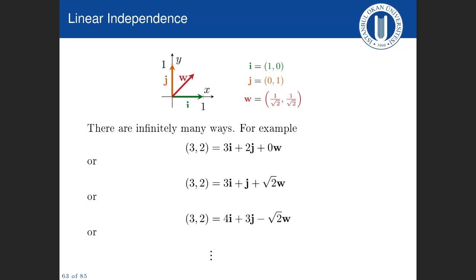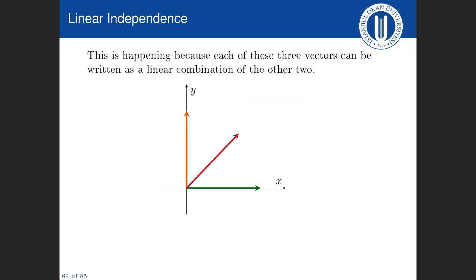Well, I could do (3, 2) is 3i plus 2j plus 0w. I could do (3, 2) is 3i plus j plus root 2 w, or I could do (3, 2) is 4i plus 3j minus root 2 w, or... In fact, there's infinitely many ways to write (3, 2) in terms of i, j, and w. Why is this happening? Because each of these three vectors can be written as a linear combination of the other two. For example, w is root 2 i plus root 2 j, or i is 1 over root 2 w minus j, or j is 1 over root 2 w minus i.